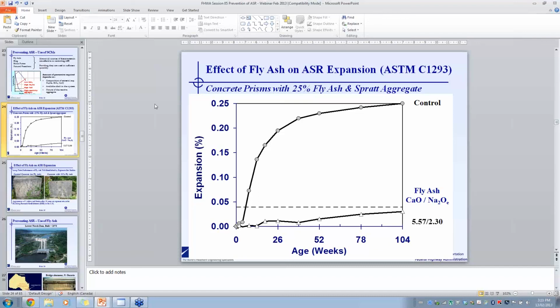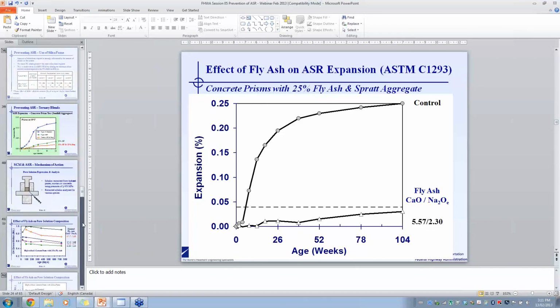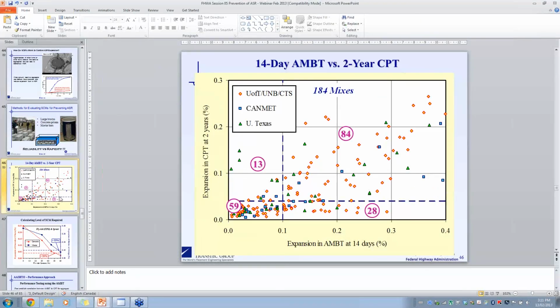Okay, we'll move right along here. Next question is, explain the meaning of the graph when an aggregate tested with C1260 has expansion above 0.1% at 14 days and the C1293 expansion is less than 0.04% at 1 year. Yeah, I think that's actually quite disconcerting. These are the aggregates that Kevin referred to as very bad actors. Fortunately, there's only a few of these aggregates. So these are aggregates that essentially will pass the 14-day mortar bar test and fail the concrete prism test.